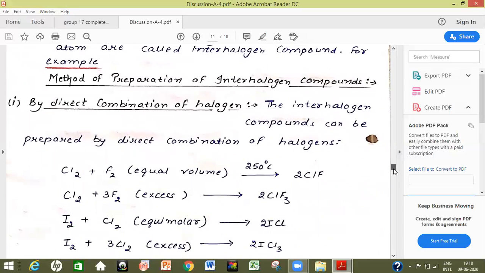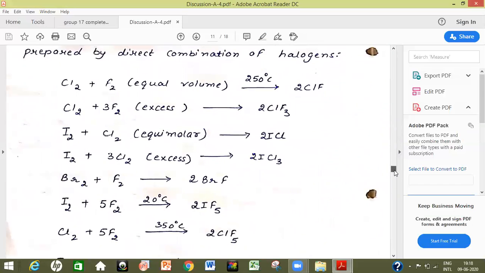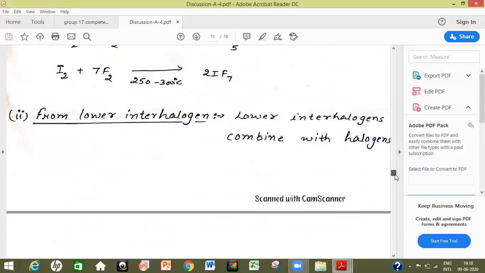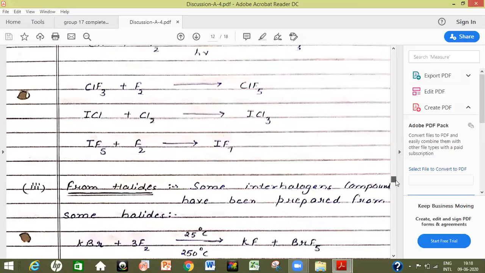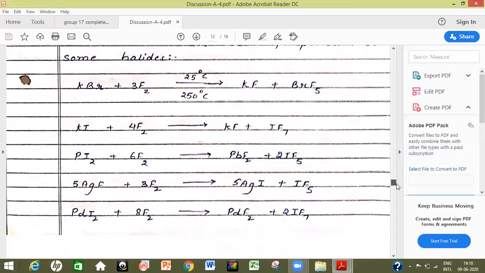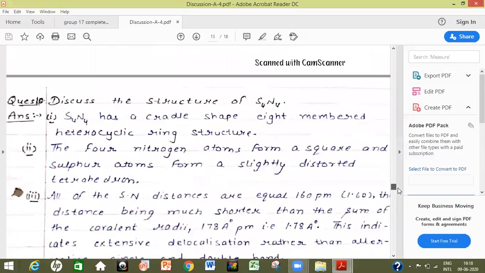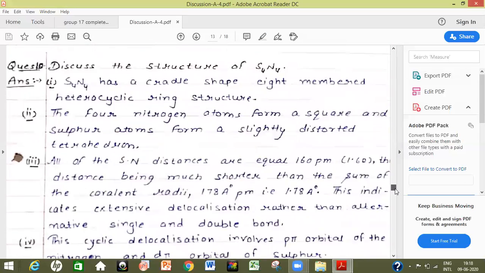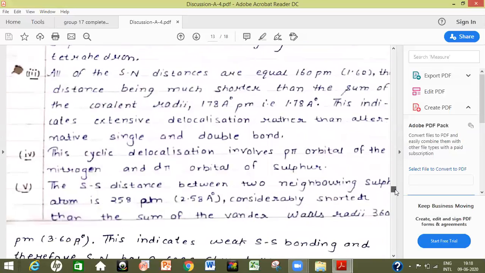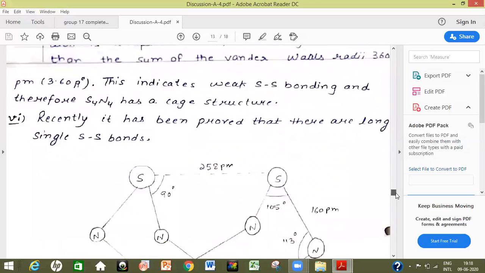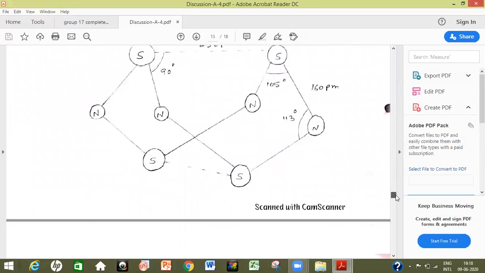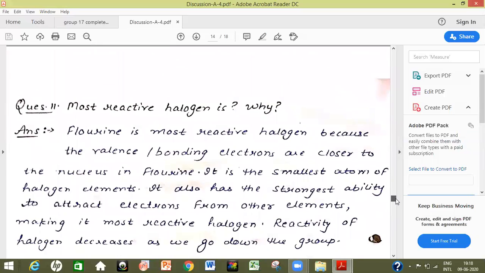So these are the methods discussed. This is the right answer for this attempt, so that you can just cut it short according to the marks of the question asked to you. Here you have to discuss the structure of SF4 and XeF4. The structure also I have discussed in very much detail in the video uploaded by me. Here I have explained it. You can refer to that.